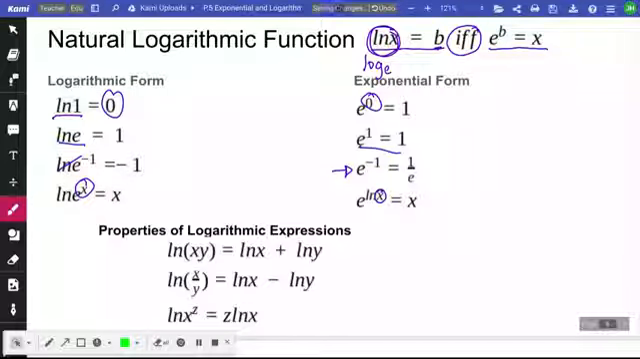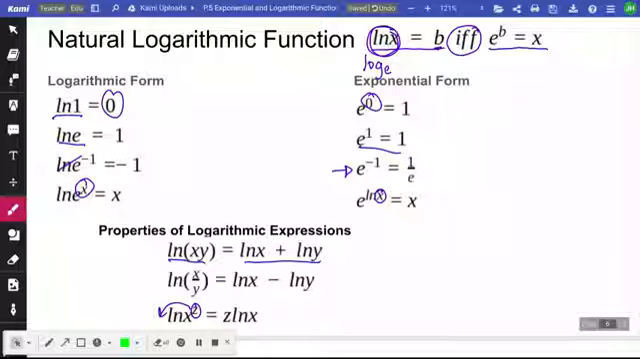All right, other properties, these are for when you're condensing or expanding. If it says to expand, your goal is to get things being added, subtracted, stretching it out like this. If it says to condense, you're looking for putting it as multiplication, division. Okay, so if I have multiplication within one log, I can rewrite it as addition. If I have division within one log, I can write a subtraction. Okay, and if I have an exponent, this exponent can multiply in front because it means it's happening added that many times. And so that number will just go down in front.